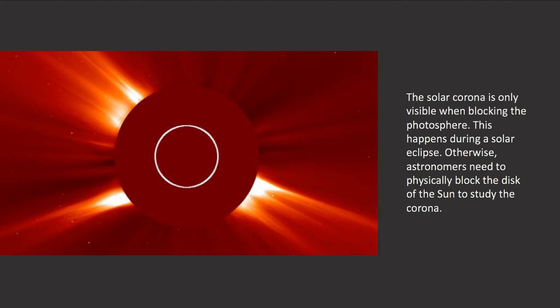Outside of that, this is sort of never visible to us. When you're looking up at the sun and you think you see sun rays, that's really scattered light around the sun. It's not the solar corona. You'd only really see the solar corona when you can block out the light from the photosphere.